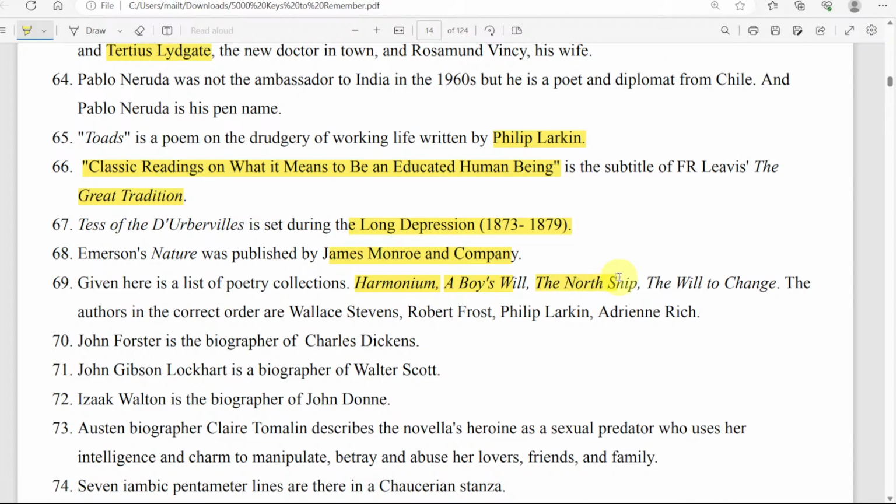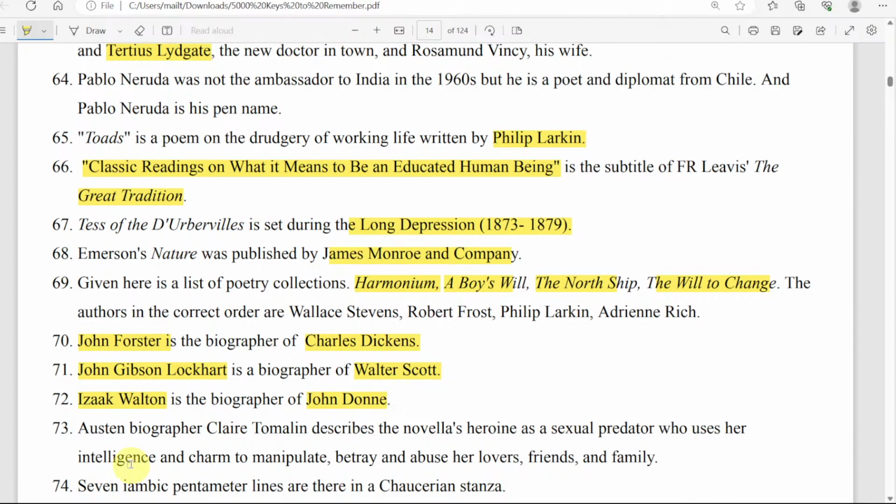And so these are: Harmonium is by Wallace Stevens, A Boy's Will by Robert Frost, The North Ship by Philip Larkin, and The Will to Change is by Adrienne Rich. John Forster is a biographer of Charles Dickens, very important. John Gibson is Gibson, just simple. John Lockhart is a biographer of Walter Scott. And everybody knows, I think, Izaak Walton is a biographer of Donne.